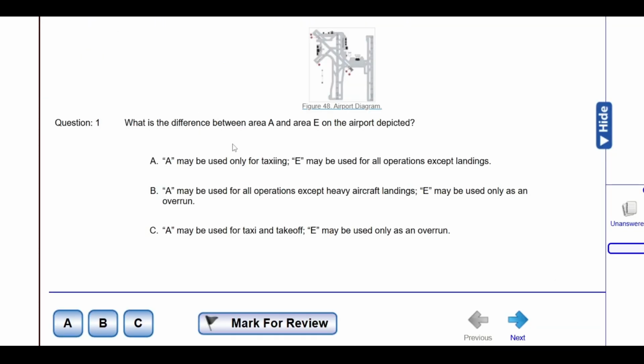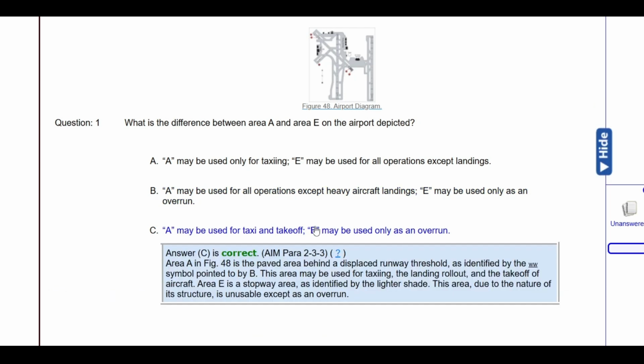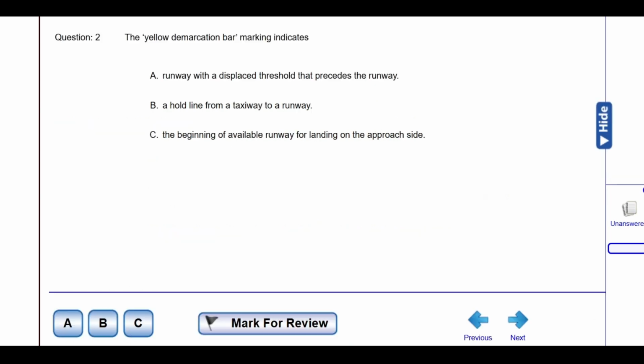So let's see the answers. A may be used for only taxiing. No, that's not A. A may be used for all operations except heavy aircraft landings. No, that's not it. B is not a good answer. C. A may be used for taxi and takeoff. C may be only used for over-run. That's a good answer, so I'll choose that.